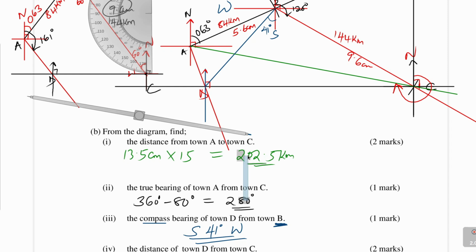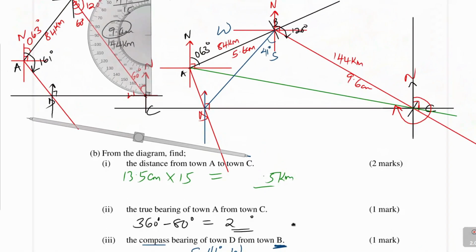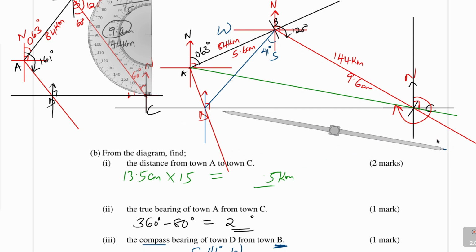And then the other question, the last one: the distance of town D from C. We need to get this distance from D to C. In your case you can just use a ruler. I'm using this pair of compasses. Standing at D, I want to stretch it. This will give 12.4. Let me place it properly. Yes, it is 12.4.